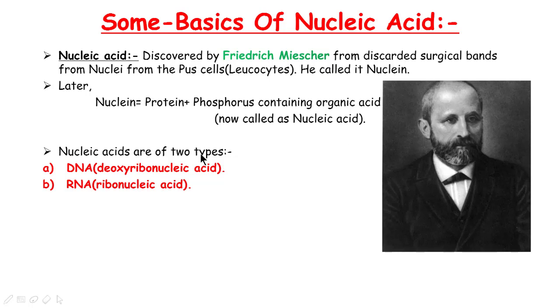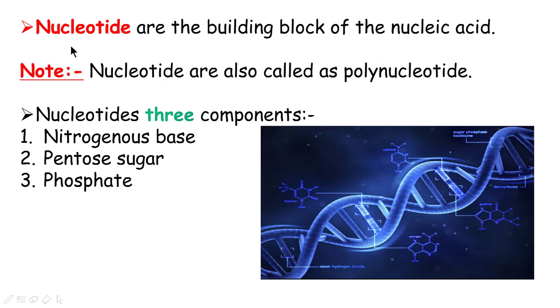The nucleic acids are of two types, DNA and RNA. DNA is deoxyribonucleic acid. RNA is ribonucleic acid. What is the nucleotide? Nucleotides are the building blocks of nucleic acid. Nucleotide is also known as the polynucleotide. Why is it called the polynucleotide? Because many nucleotides are joined together to form a polynucleotide structure. The nucleotide has 3 components. The first is the nitrogenous base, the second is the pentose sugar, and the third is the phosphate.